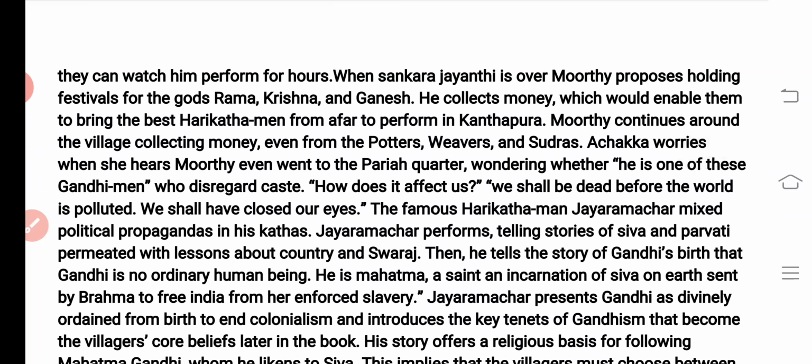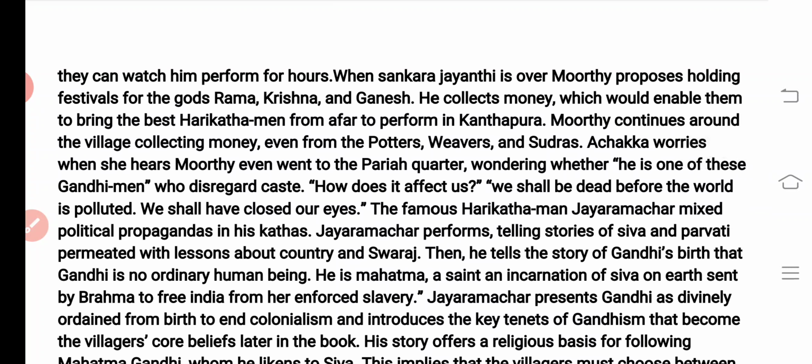So, this religious festivity should go on. He suggests this. He collects money for these, which would enable them to bring the best Harikatha men, the men who will tell the story of gods and goddesses, from afar to perform in Kanthapura. So some Harikatha men are called to the village. Murthy continues around the village collecting money, even from the potters, weavers and Shudras.